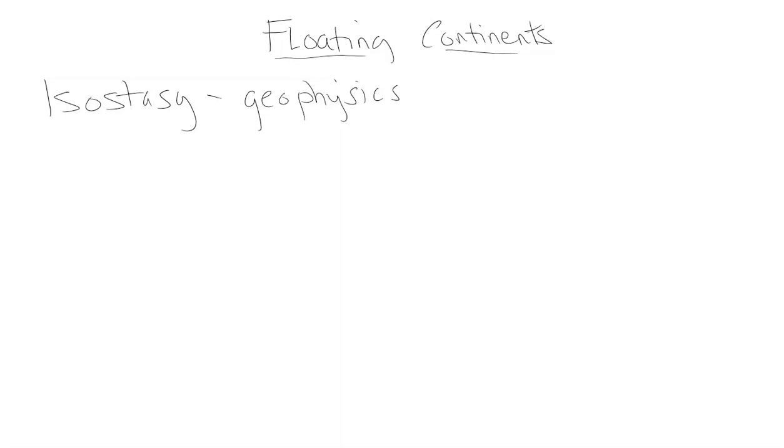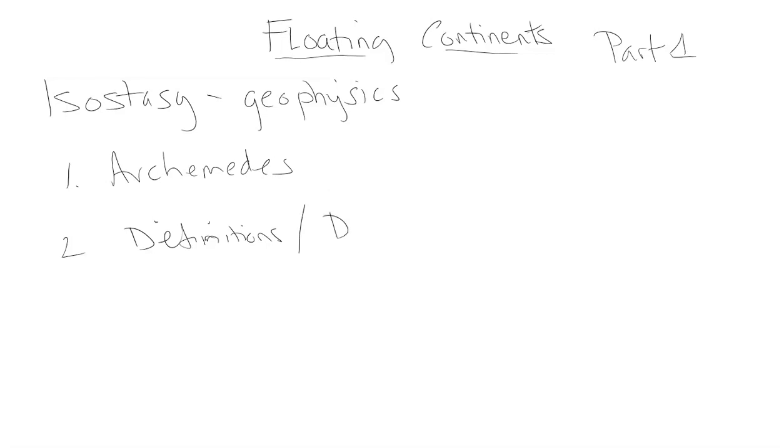And we're going to look at, well, this will be part one. So part one will cover pretty much Archimedes and his principle. Look at the definitions, and also the densities, and discuss a little bit about India and the two surveyors. Okay, that's the first part. Second part, we'll get on to the flexure and the isostatic rebound and different examples.